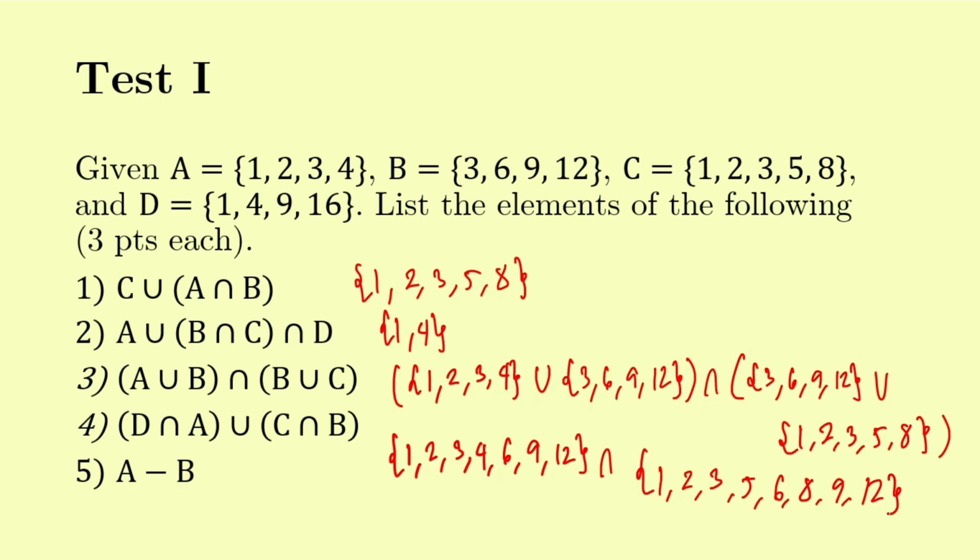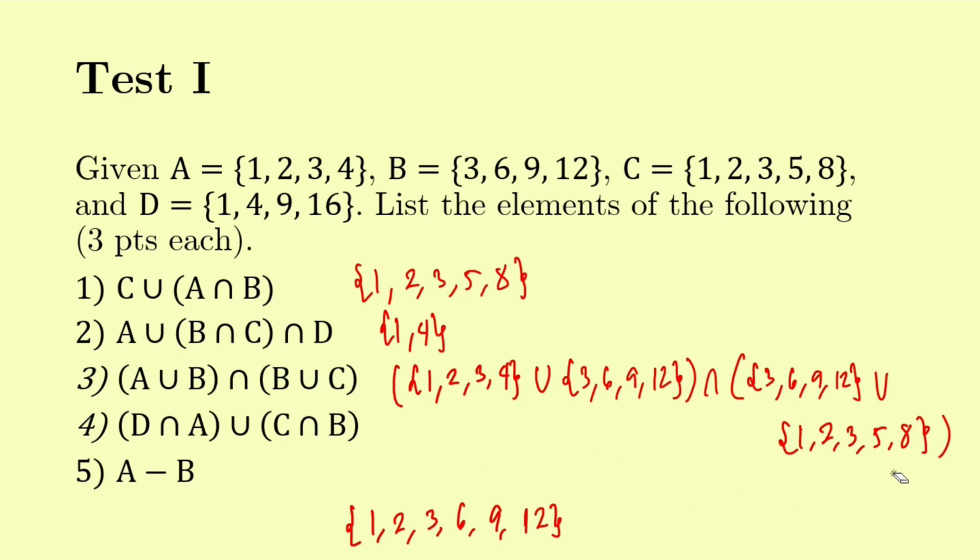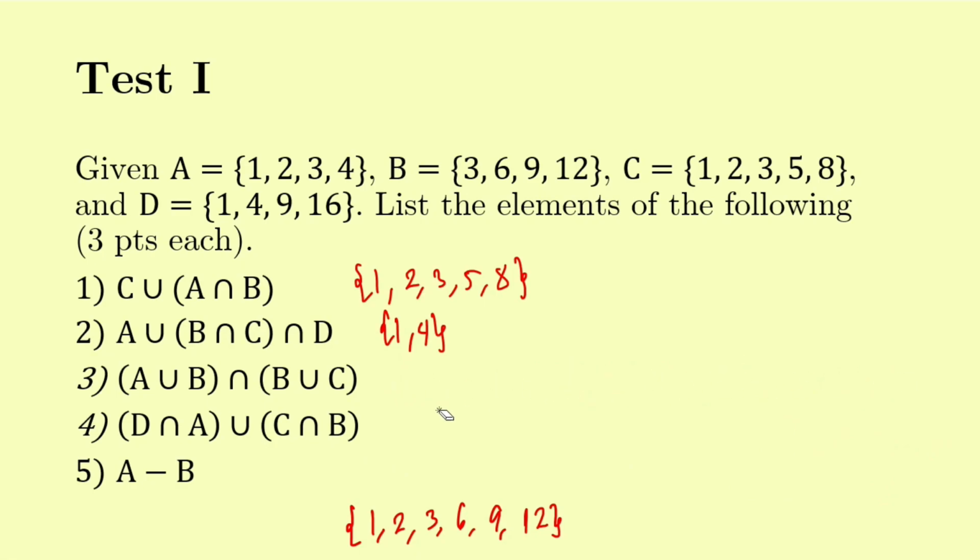And then we will find the intersection of these two sets. So that will end up with 1, 2, 3, 4. Wala sila. 5, wala sa both. 6, 9, and 12. Okay, that's the common elements for the two. So that's our final answer for number 3. Let's copy that. 1, 2, 3, 6, 9, 12.